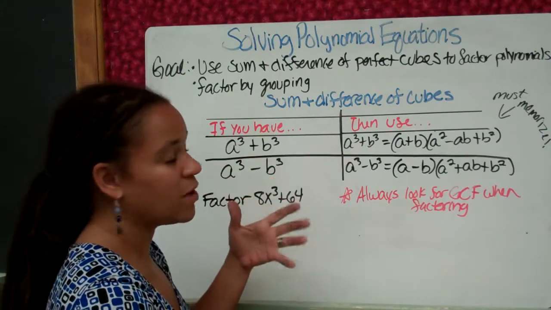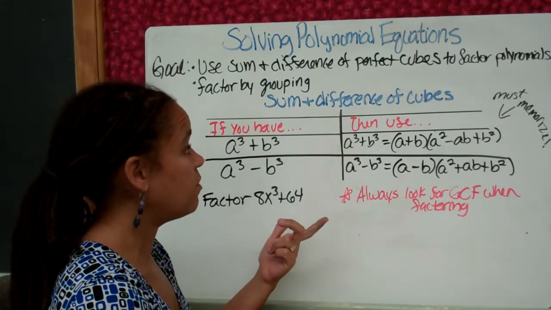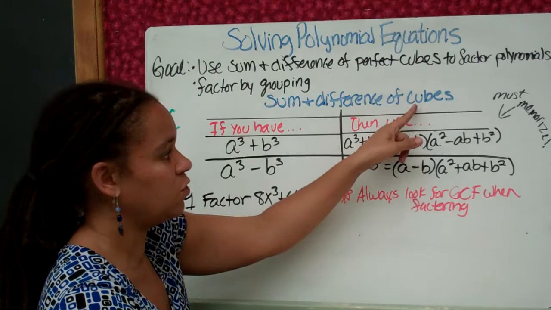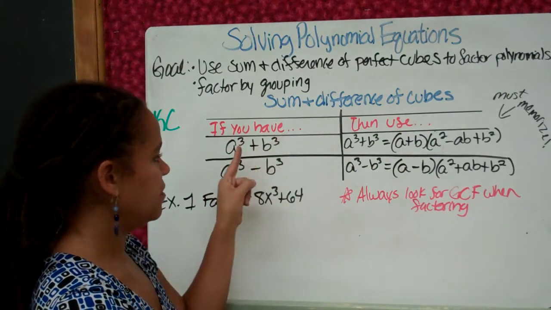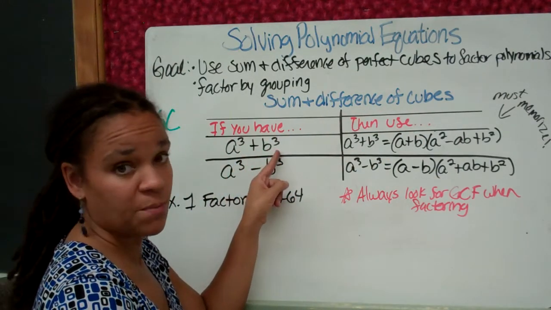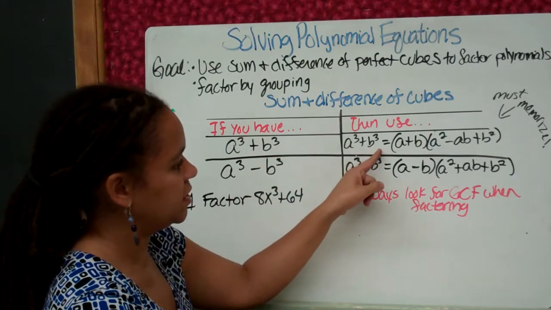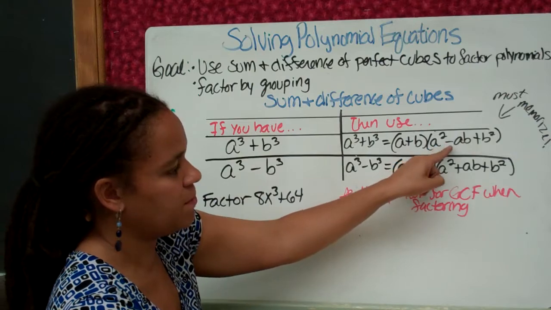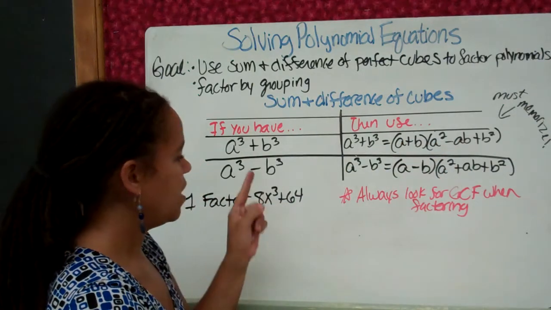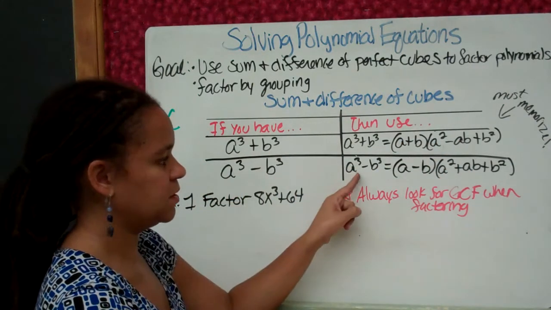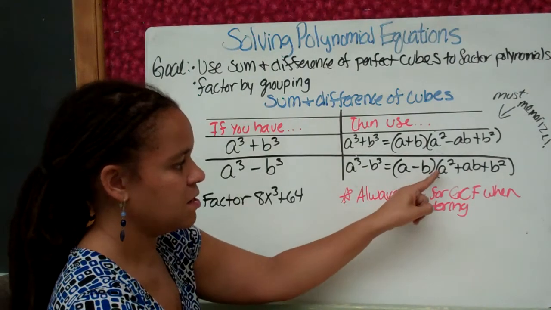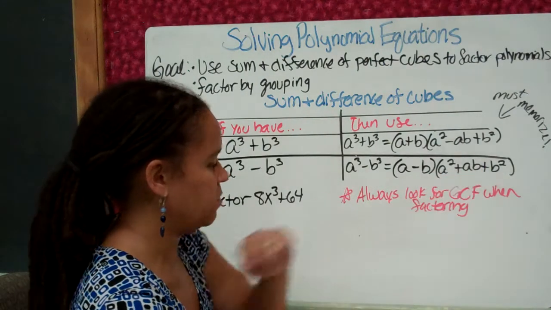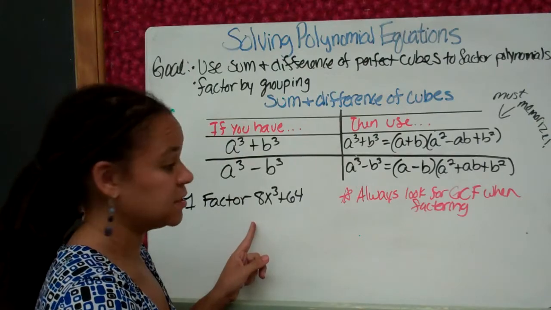So factoring, we have difference of perfect squares we've done. Now we have something called the sum and difference of cubes. If you have a perfect cube plus another perfect cube, you factor it such as this: a plus b times a squared minus ab plus b squared. If you have the difference of perfect cubes, then it's a minus b, a squared plus ab plus b squared. So let's look and see what that means.